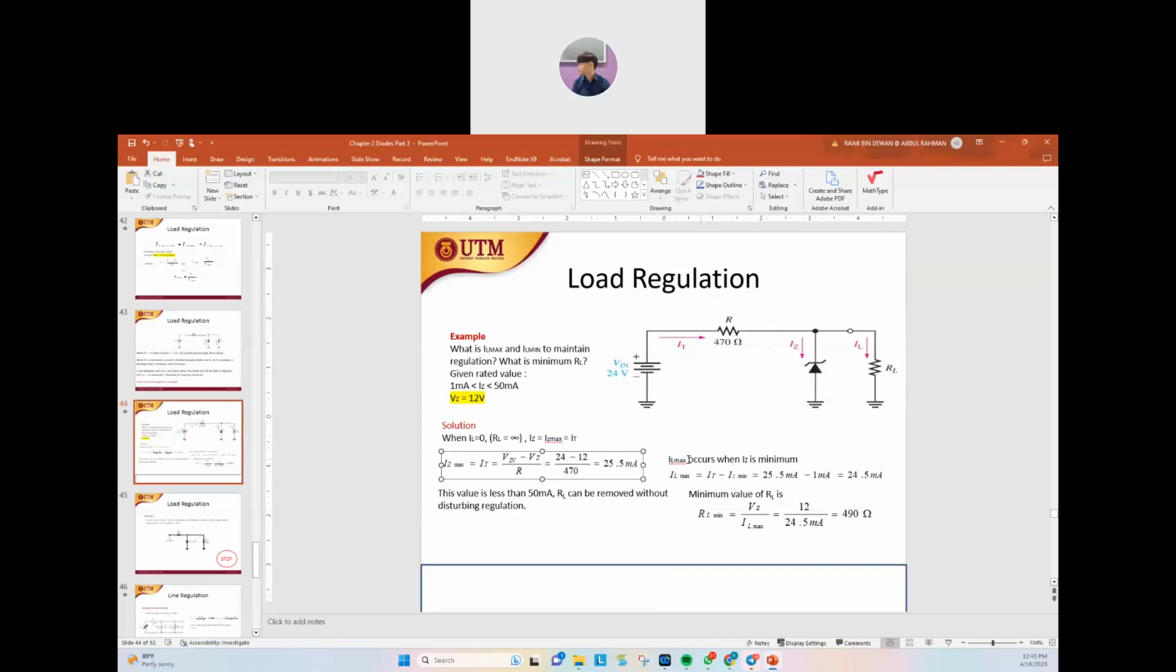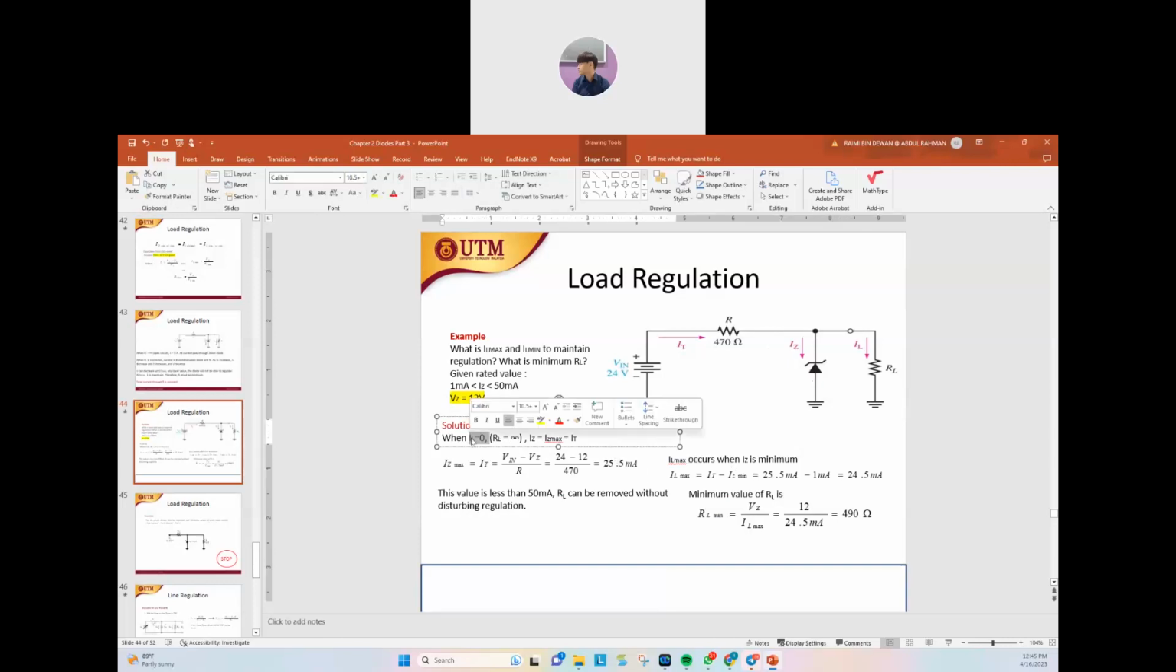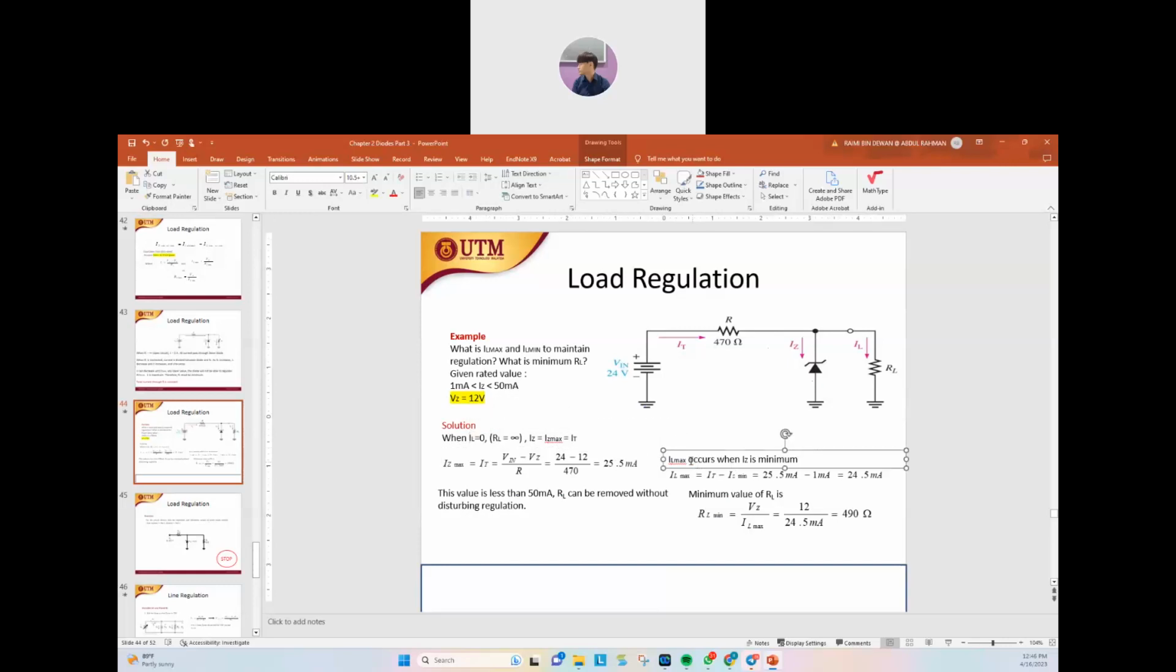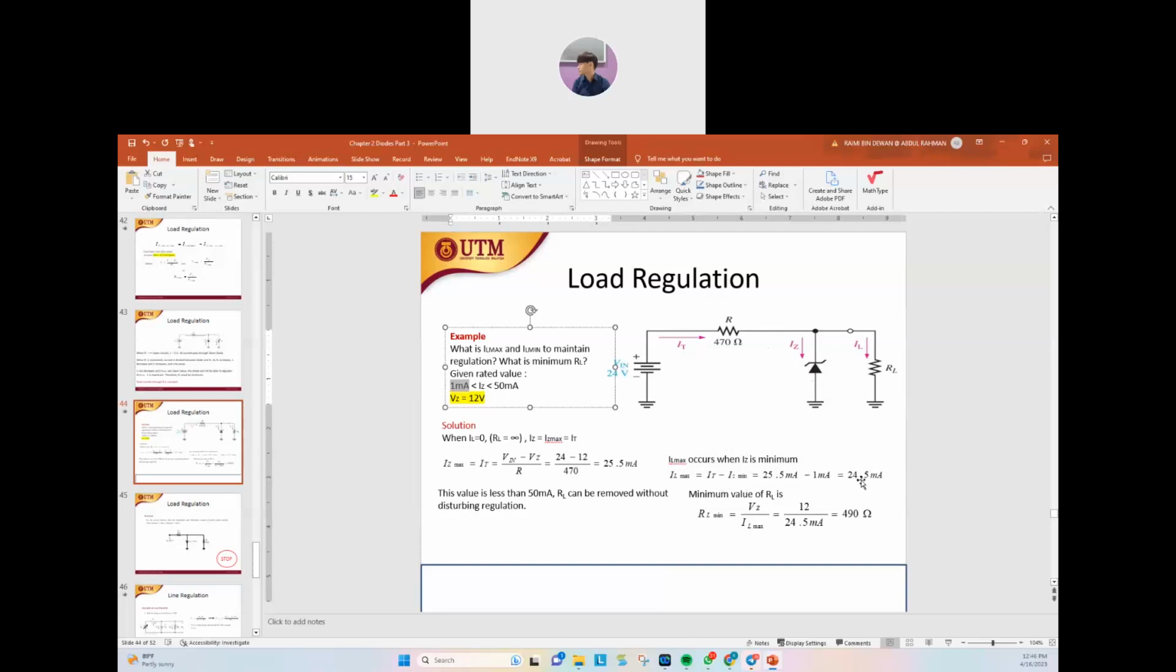Next, when IL is minimum, the most minimum is 0. Next is IL max, where IL is actually maximum. When IL is maximum, with the maximum current flowing here, there will be minimum current flowing through the Zener diode. So IL max equals IT minus Iz min. IT is 25.5 milliampere, minus Iz min, which is 1 milliampere, then you get 24.5 milliampere. Then the next question, what is the minimum RL?